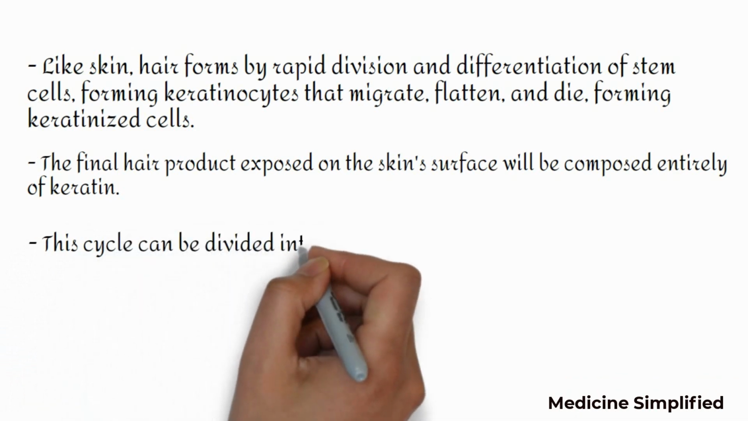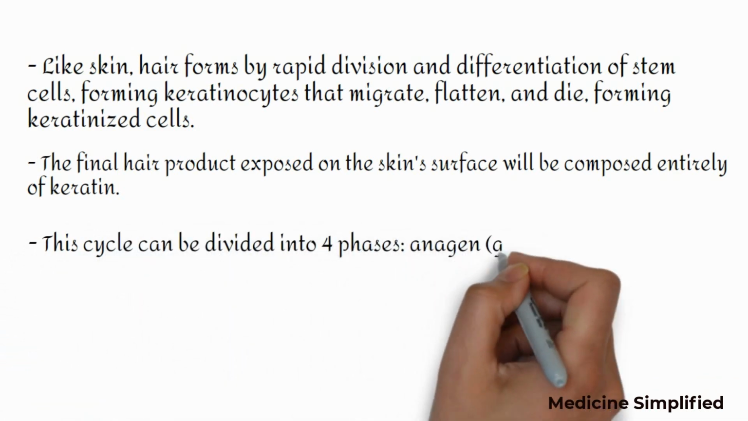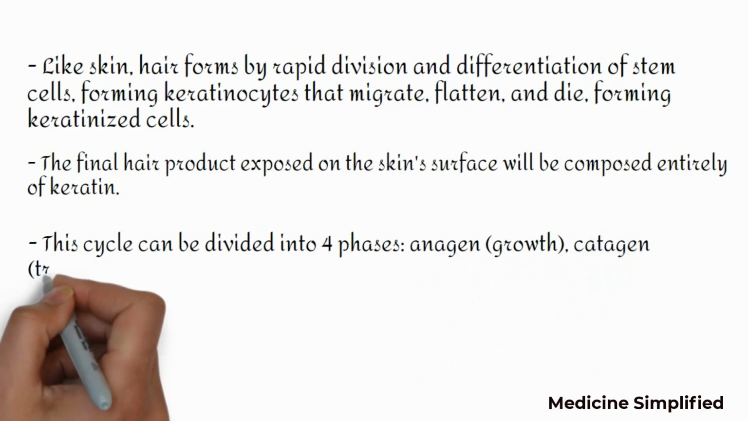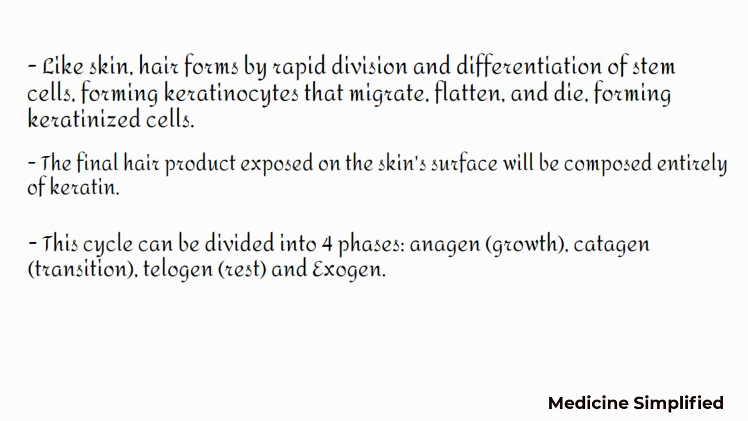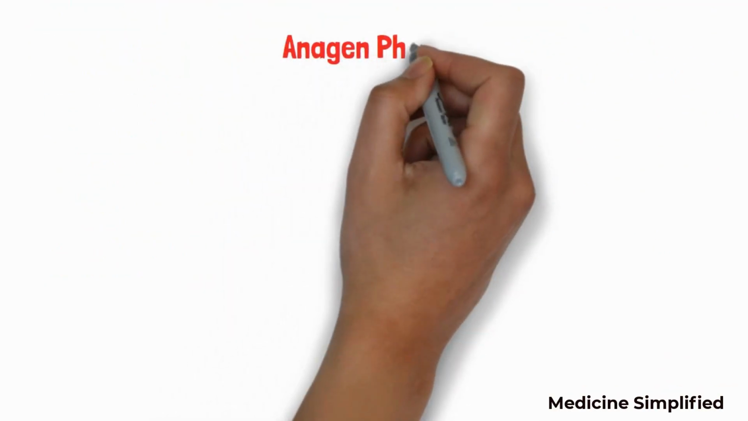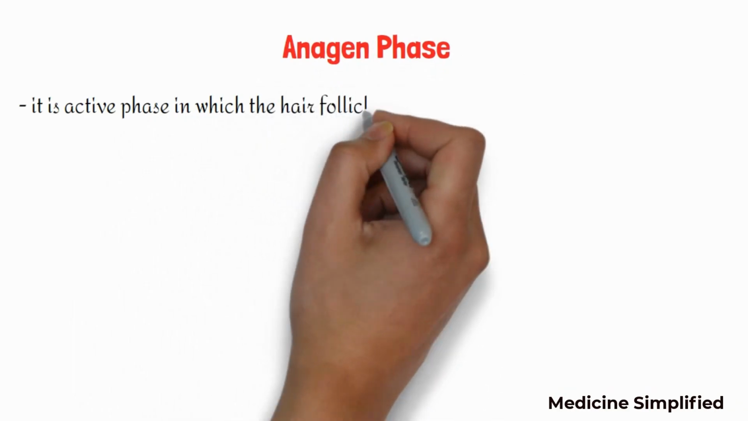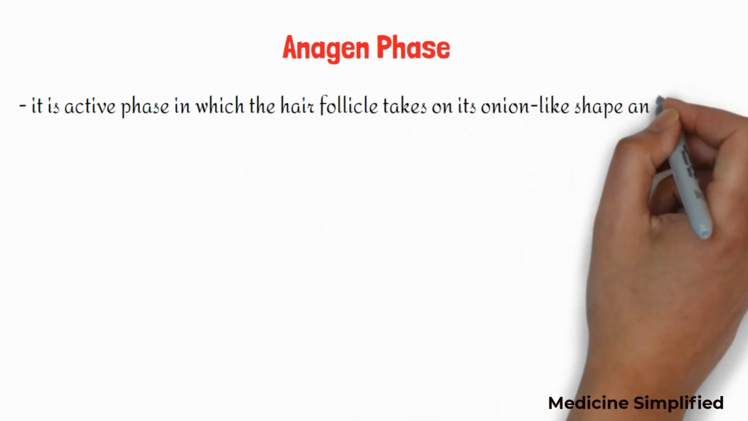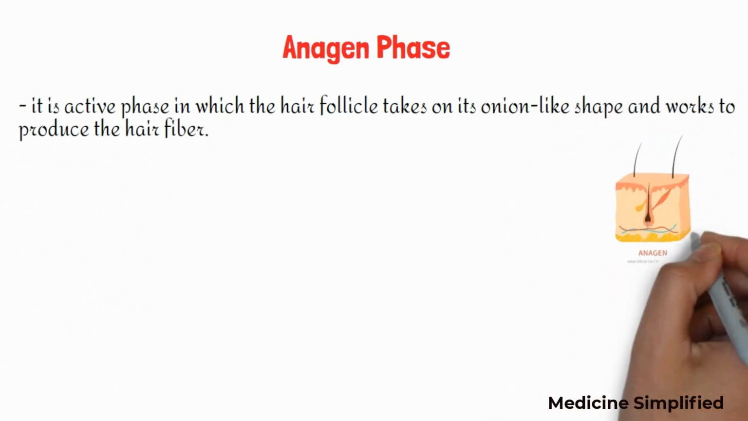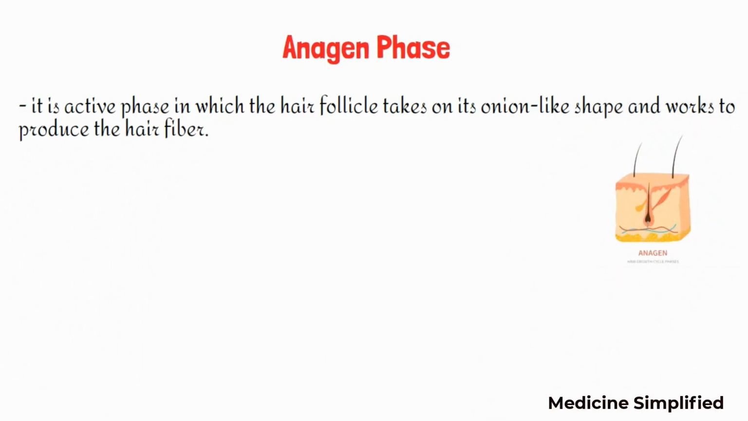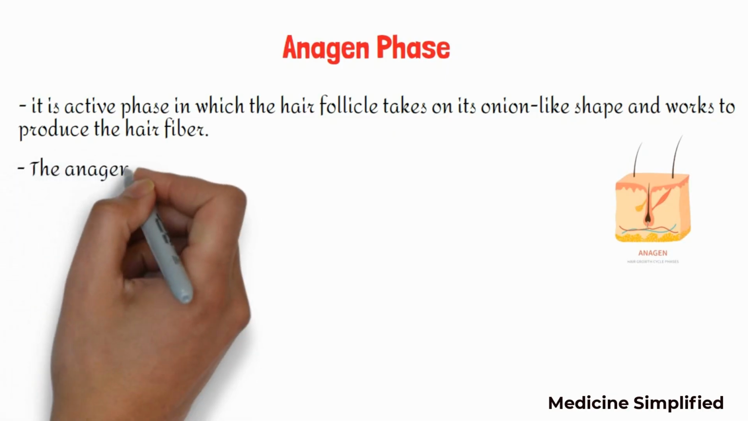This cycle can be divided into 4 phases: Anagen, the growth phase; Catagen, the transition phase; Telogen, the rest phase; and Exogen, the falling phase. Coming to the Anagen phase, it is an active phase in which the hair follicle takes on its onion-like shape and works to produce hair fibers. So Anagen is the first phase of the hair growth cycle.